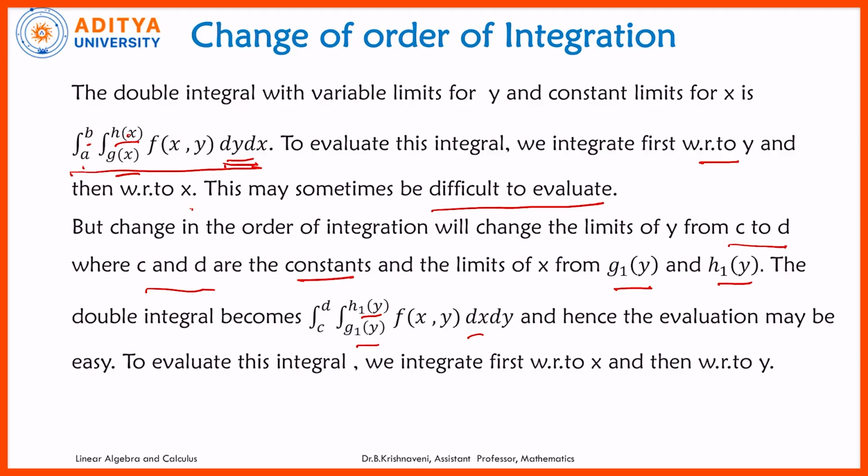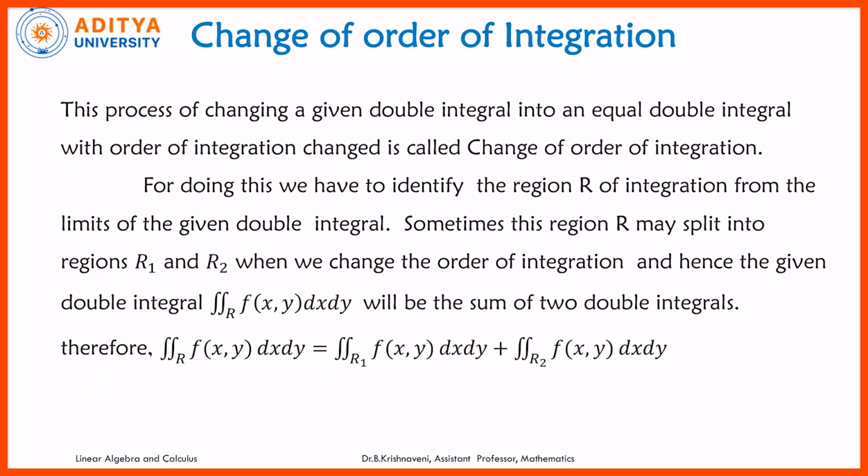Hence the double integral becomes integral c to d, integral g1(y) to h1(y), f(x,y). Since the x limits are variables, we need to integrate first with respect to x, then with respect to y. That is what makes the evaluation easy. This process of changing a given double integral into an equal double integral with the order of integration changed, we call change of order of integration.